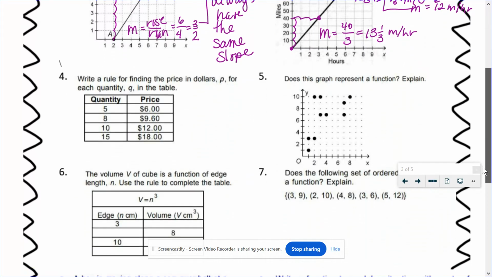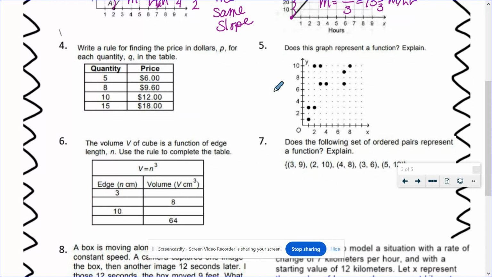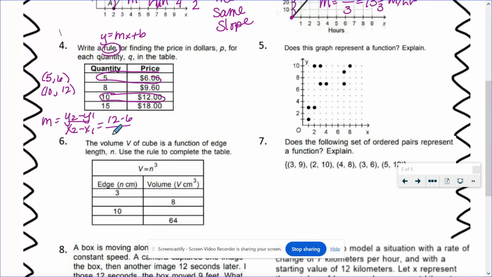Number 4, write a rule for finding the price in dollars P for the quantity Q in the table. So rule is just a fancy way of saying y equals mx plus b. So first I'm going to find my m, y2 minus y1 over x2 minus x1. I'm going to pick any 2 points I want. I'm going to go with the first one, so that's the 0.56. I don't need to put the zeros. And then I'm going to use this one because then I don't have to worry about the decimal point. So I'm going to use 10 and 12. So I'm going to do 12 minus 6 over 10 minus 5. Remember, always subtract the y's on the top, and you have to subtract the x's in the same order. So that gives me 6 over 5.